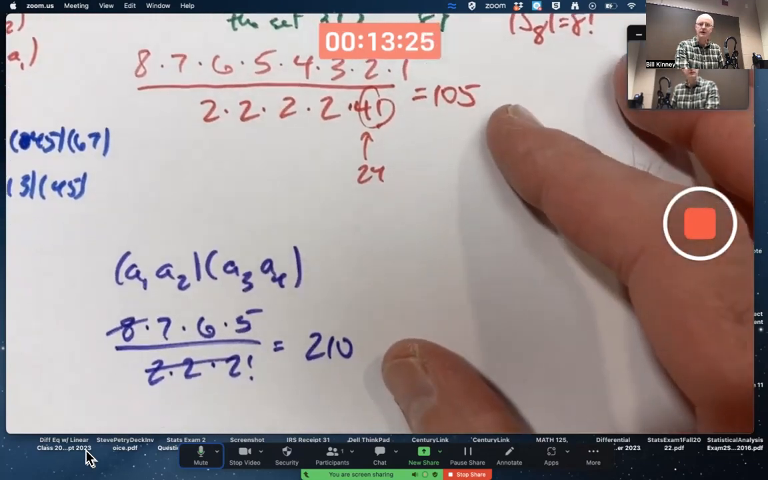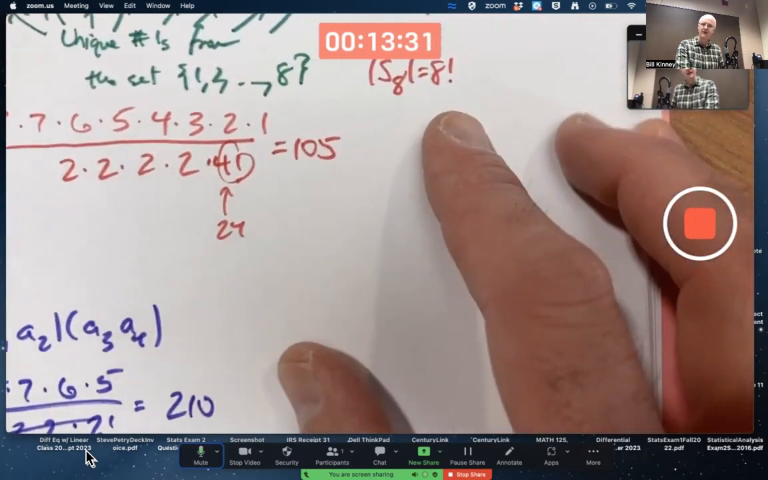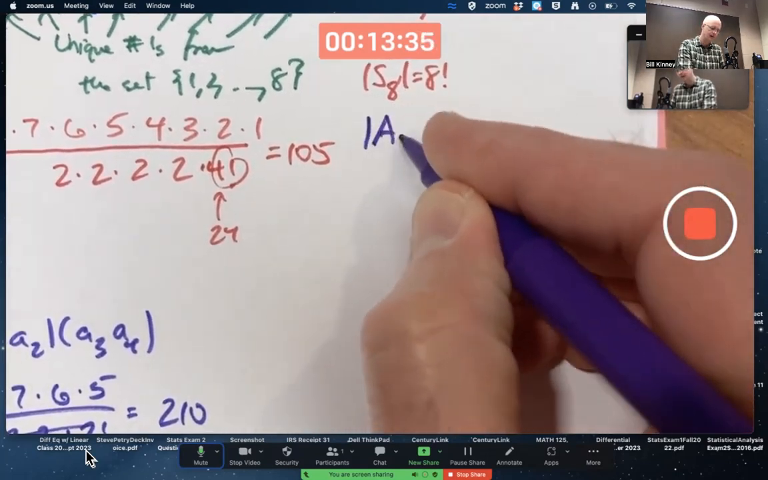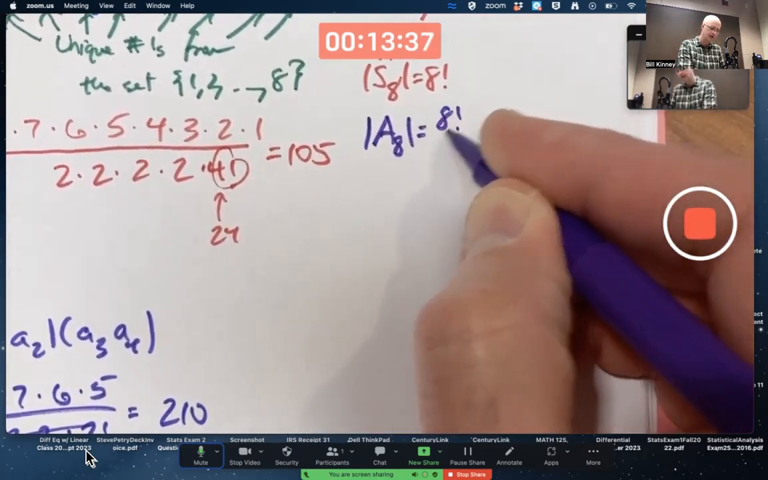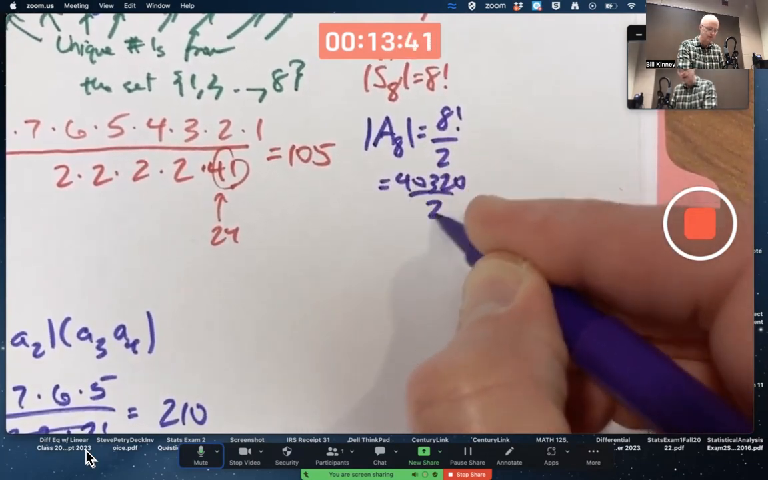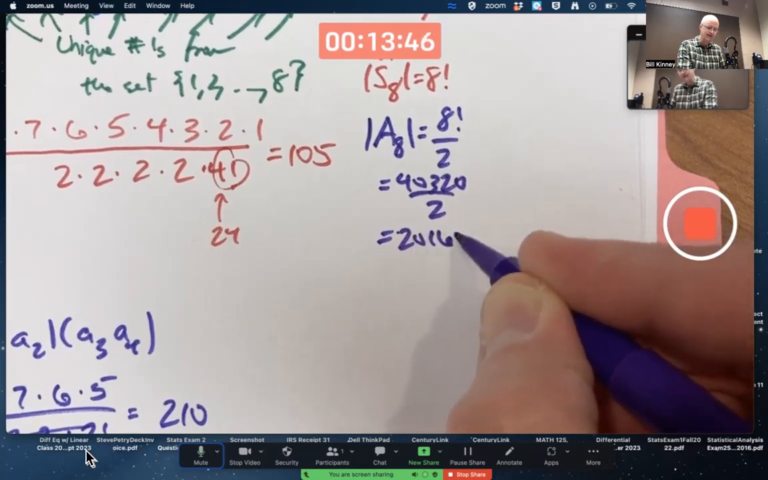So the sum of these two, 315, would be the number of elements of order 2 in A8. A8 would have 8 factorial divided by 2 elements. 8 factorial divided by 2, 40,320 divided by 2, 20,160 elements total.